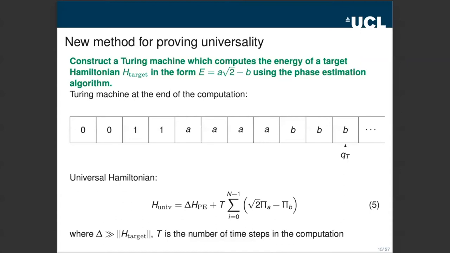So using a universal Hamiltonian of this form, as I've said, its energy eigenvalues will be approximately equal to the energy eigenvalues of the target Hamiltonian. But obviously in simulation, we're not just interested in getting the right energy levels. We also want to be able to investigate the full physics of the target Hamiltonian. And this method doesn't quite achieve that.